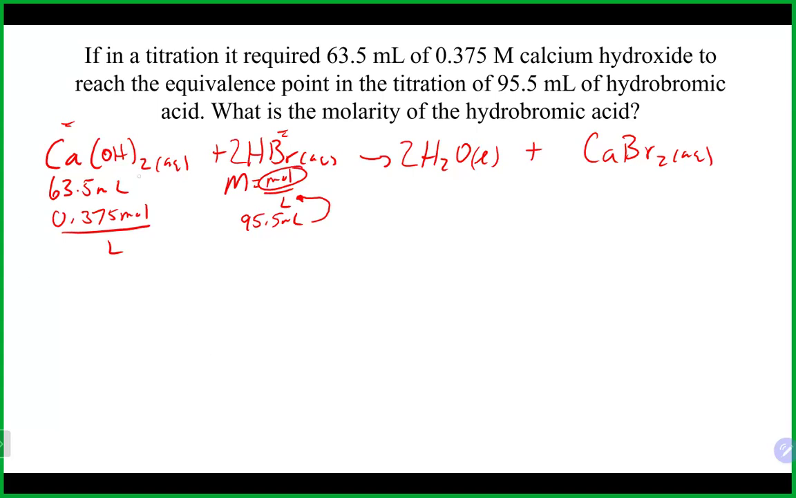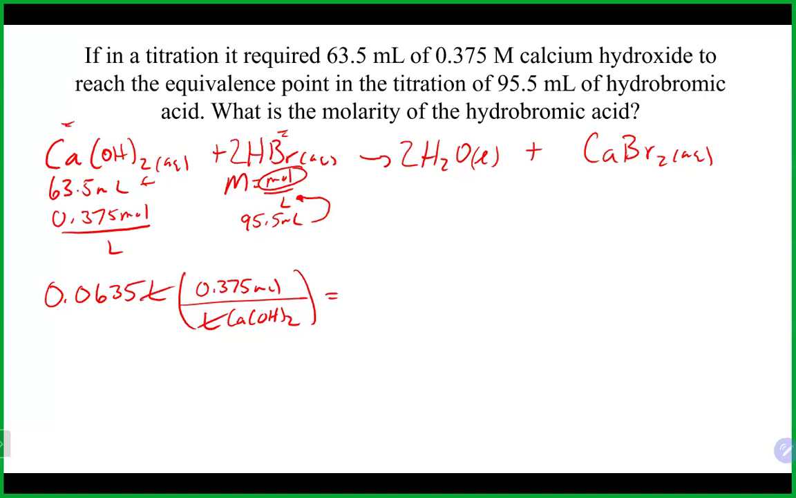Just like all the other ones, we're going to convert this into liters, divide by 1,000, moving the decimal place 3 places to the left. We're going to use the molarity of our calcium hydroxide the way it's written so that the liters will cancel. We're going to multiply the top, divide the bottom. 0.0635 times 0.375 gets us 0.0238 moles of calcium hydroxide.